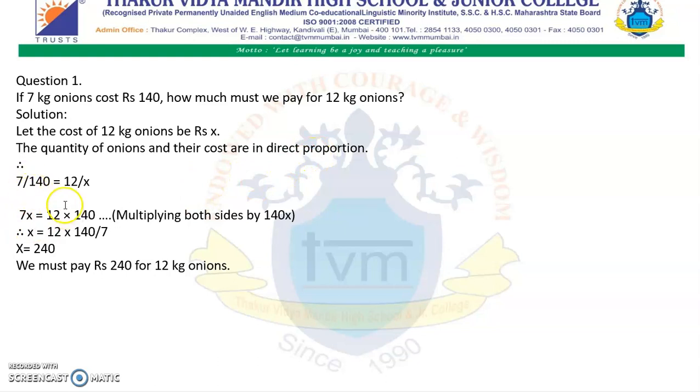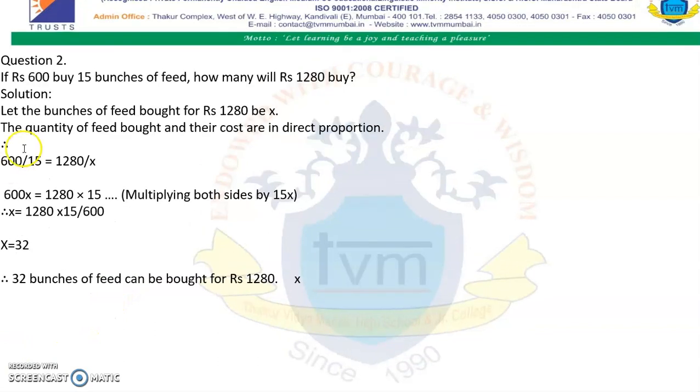Therefore, 7 upon 140 equal to 12 upon X. Multiply both sides by 140x, we get x equal to 12 into 140 upon 7, x equal to 240. Therefore, we must pay rupees 240 for 12 kg onions.